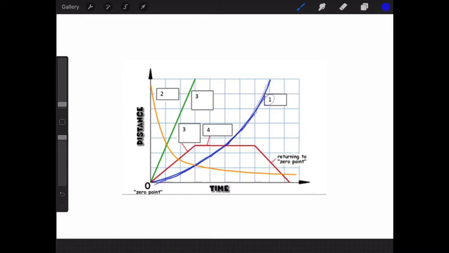Okay, that tells me that this isn't a constant speed. The gradient getting steeper tells me that the speed is increasing. It's accelerating. This is an acceleration. The speed is increasing over time.